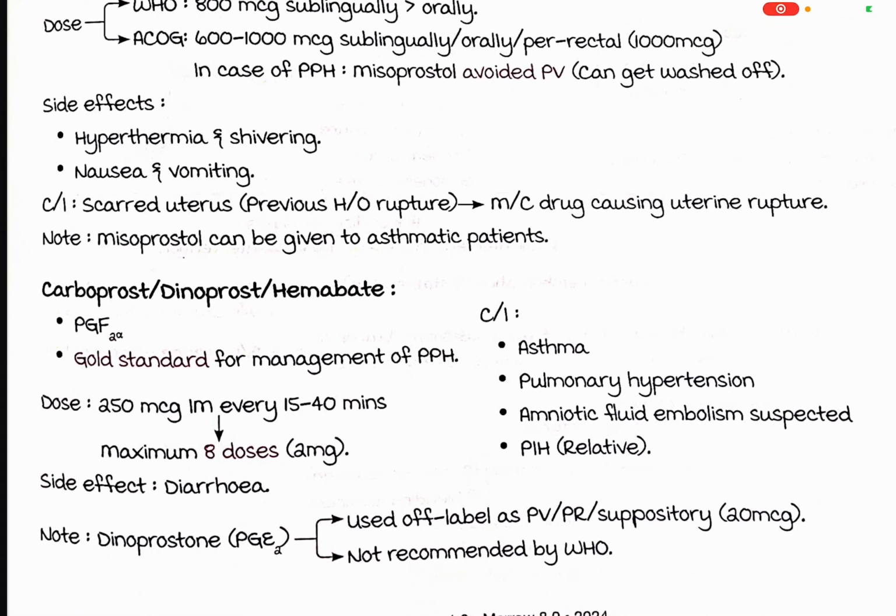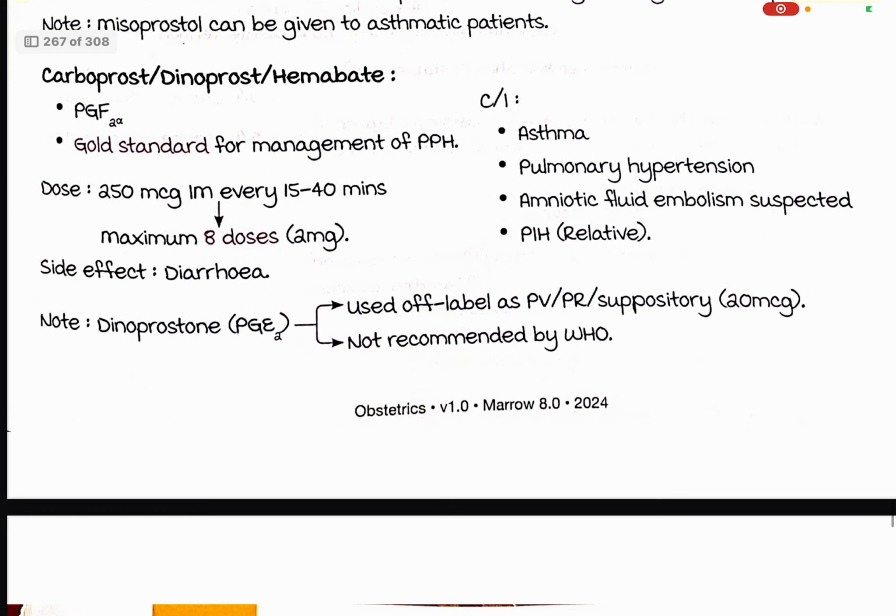Side effects: hypothermia and shivering, nausea and vomiting. It is contraindicated in scarred uterus and previous history of rupture. The most common drug causing rupture of uterus is misoprostol. Misoprostol can be given to asthmatic patients. Labetalol is not given to asthmatic patients.